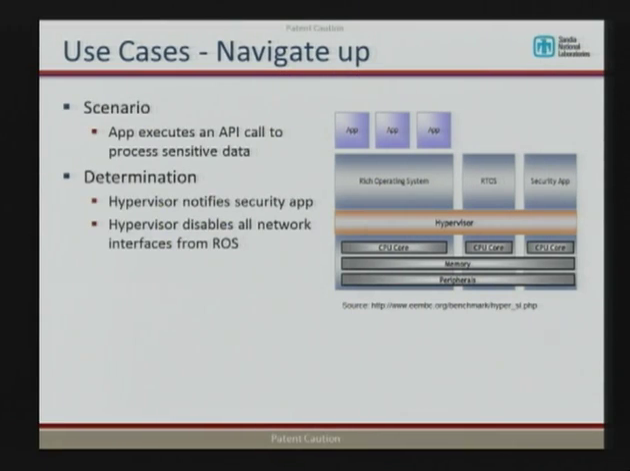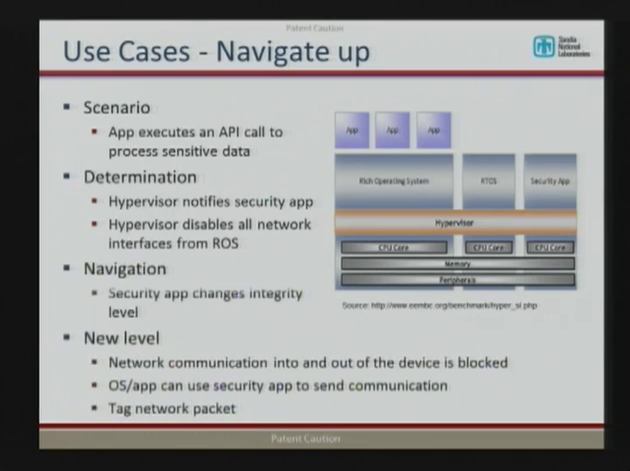So our example is that the user wants to execute an API to process sensitive data. So once again, the hypervisor is going to notify the security app and say, hey, I received this call to say some sensitive processing wants to be done. So I'm going to disable all network interfaces. Security app, in this case, is going to increase the integrity level because you know for a fact that network communication is blocked. So you have more trust that if something goes wrong in your system, it's not going to get out. But you could potentially still have a way to get out, but maybe it uses the security app or some very proxy way or filter way of getting out of the system.